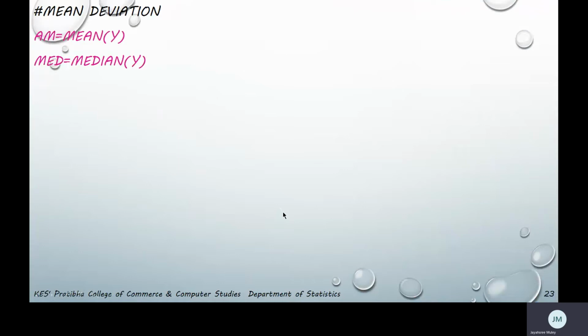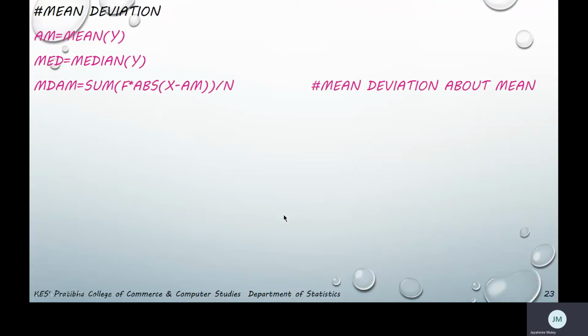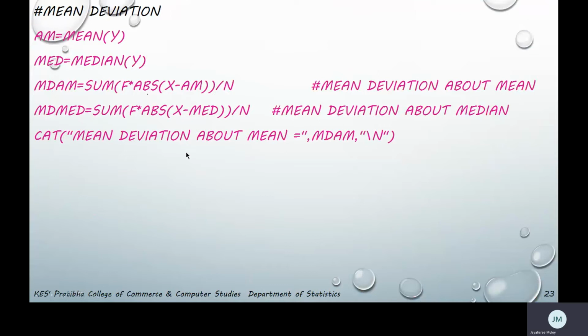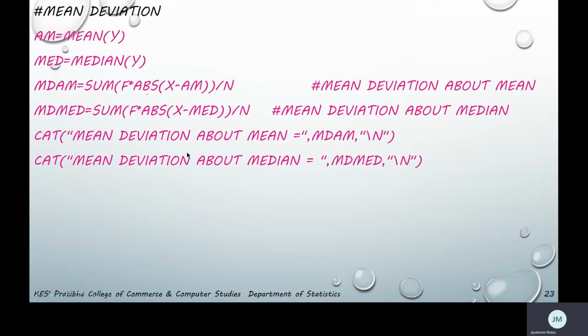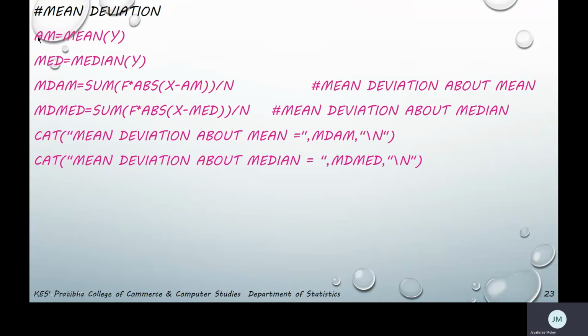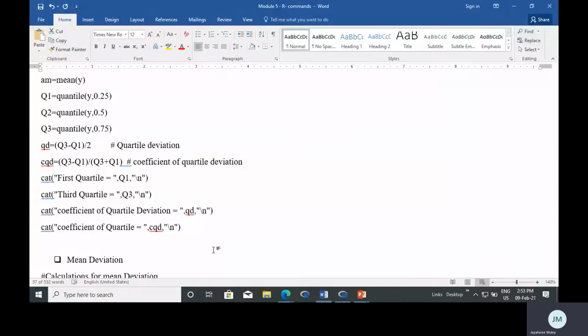Then we find the median of the given data set by median of y. We measure the mean deviation about arithmetic mean by the formula sum of f into ABS of x minus arithmetic mean upon n. ABS is used for the absolute function. Then for mean deviation about median, we assign MED is equal to sum of f into absolute value of x minus median divided by n. Then we take the output or the display of it by the cat command for the mean deviation about mean and mean deviation about median, and then we have to run these commands in the R software.